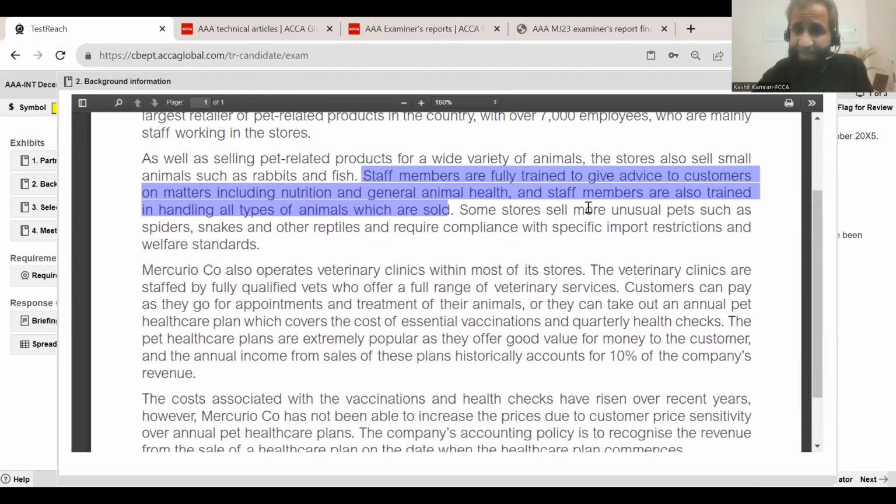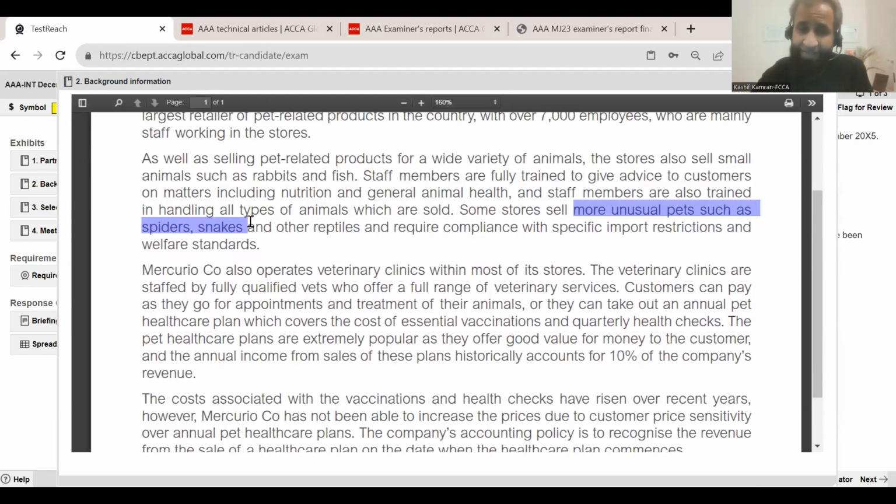Some stores sell more unusual pets such as spiders, snakes, and reptiles, and require compliance with specific import restrictions and welfare standards. Now, after the full stop, the examiner is not telling us whether they have a legal compliance department or any department or manager who looks after compliance. This is a statement which is ambiguous. Now you can develop this into a compliance risk on a what-if basis.